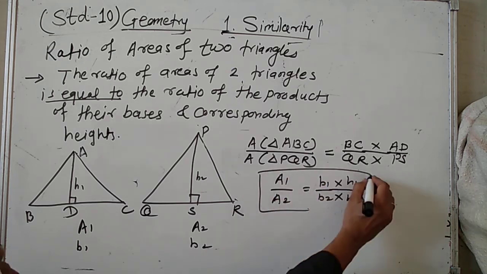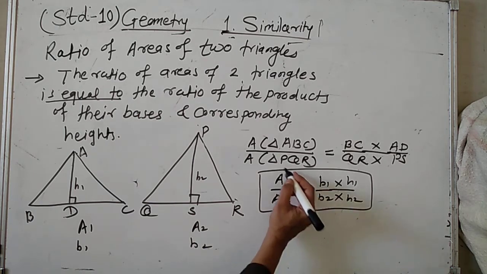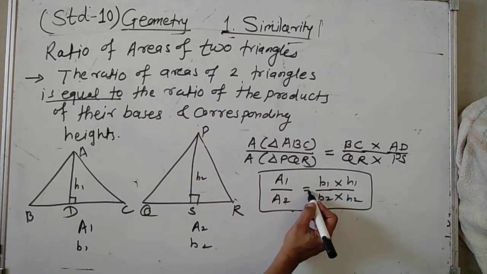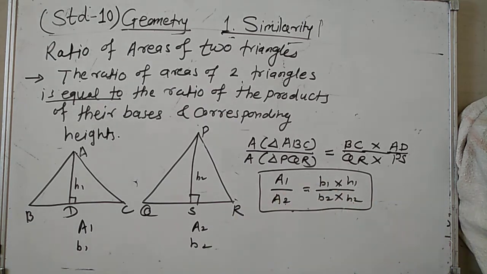So this is the relation: the ratio of areas of two triangles is equal to the products of their bases and corresponding heights. So this is one.